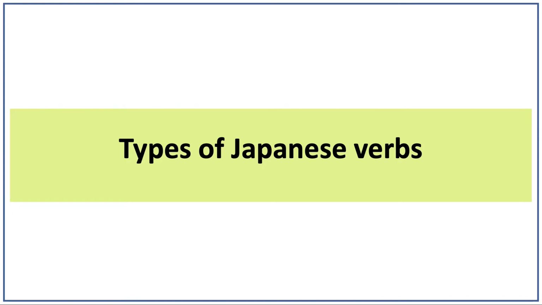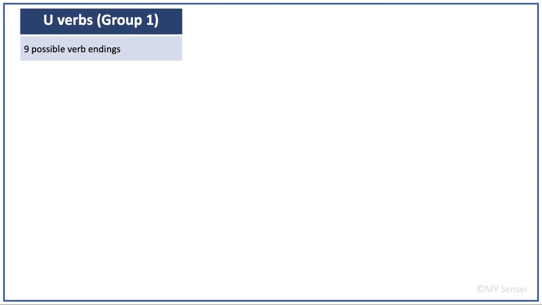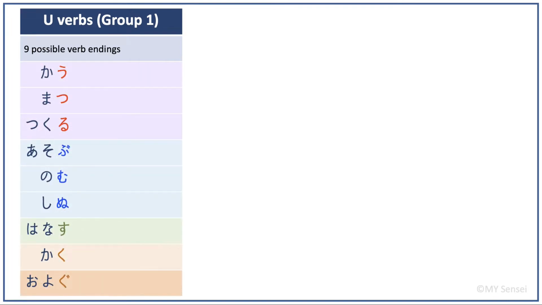In order to conjugate Japanese verbs and change them to their te forms, we will need to know what verb type it is. Its ending also helps determine how we conjugate it. There are three types of Japanese verbs. The first group is u verbs, also known as group 1 verbs, such as the verbs that you see here. There are 9 possible verb endings for this type of Japanese verbs.